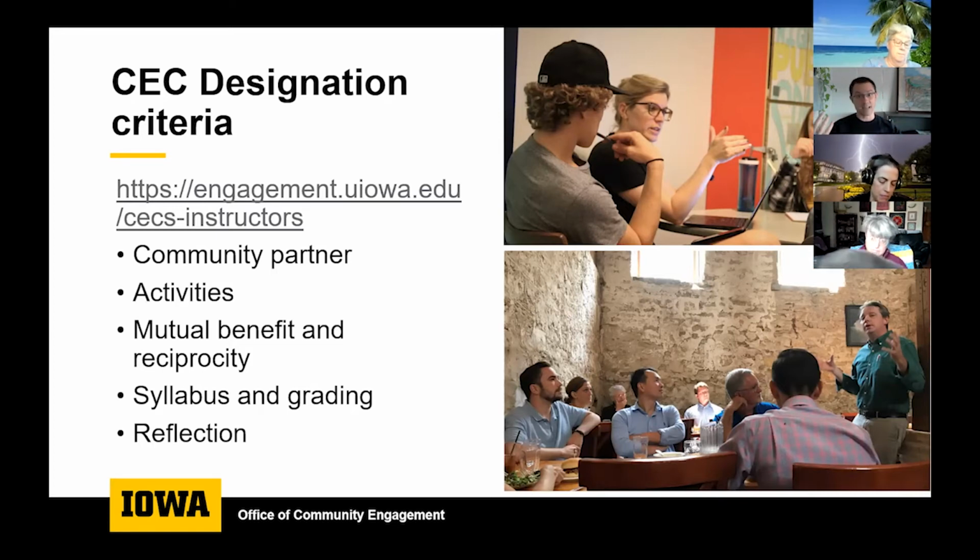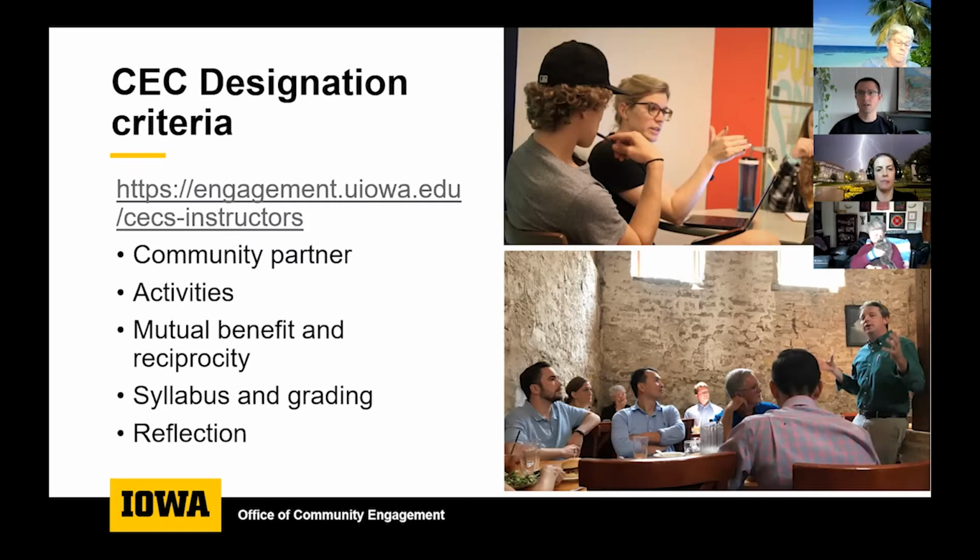This could be really any partner. It could be a local government, it could be a nonprofit, it could be a for-profit, it could be a community organization, but it needs to be some kind of entity that's external to the university. And this is because there are unique benefits to students working with organizations that are outside of the University of Iowa.